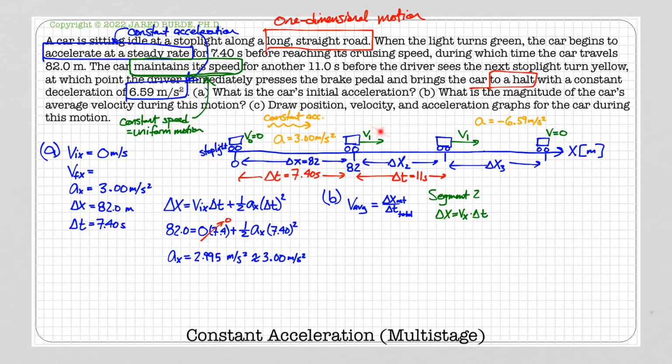So what we can say is that the speed in this segment is going to be the same as the final speed during the previous segment, because the car is speeding up. The final speed that it has here is going to be the initial speed that it has here, and it's going to maintain that speed the whole way through. So we'll have to go back to our first segment and find the final velocity for this first segment, because that'll be the initial velocity for the second segment.